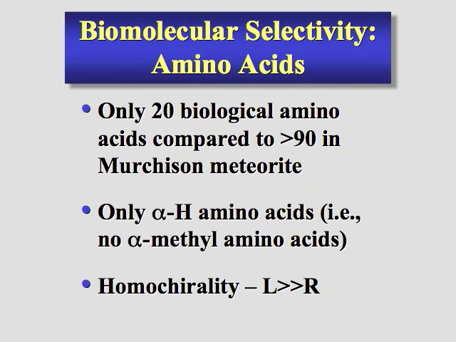And finally, this question of homochirality, the handedness: in living systems, overwhelmingly you have left-handed amino acids, whereas in Murchison and in other natural products, there is a more equal ratio. Now, Murchison is interesting in that it seems to have a slight excess of some L amino acids, and we can talk about that later on.